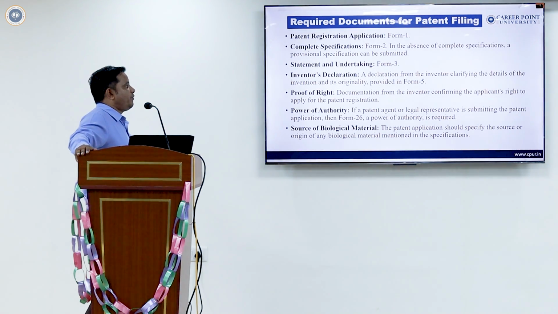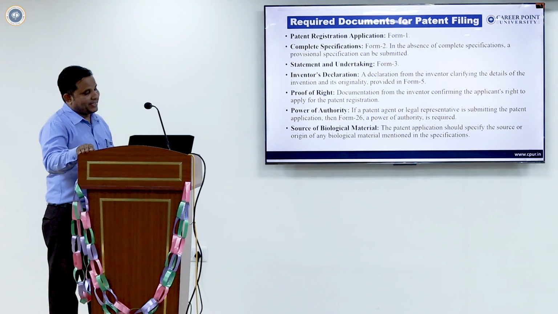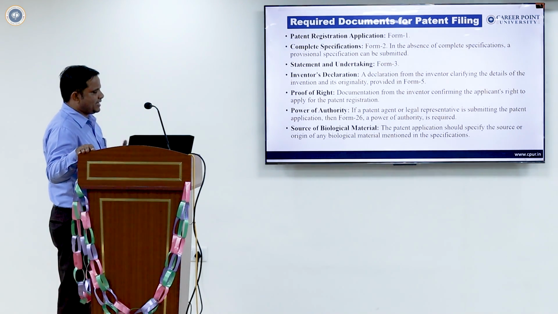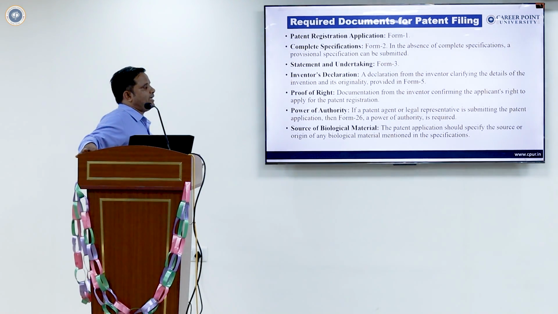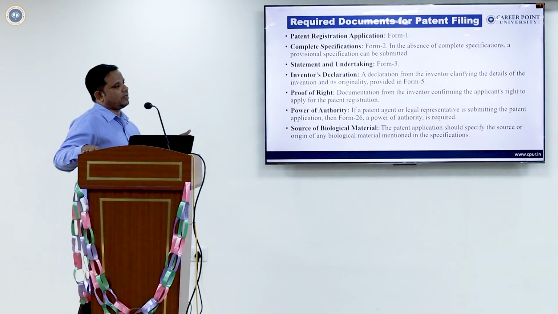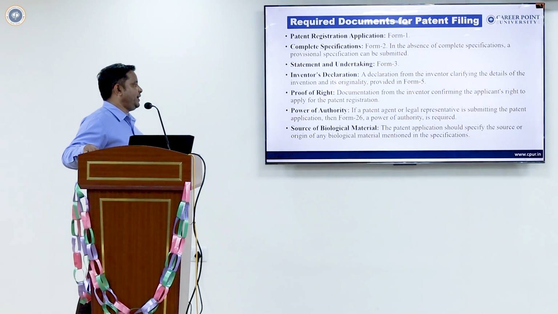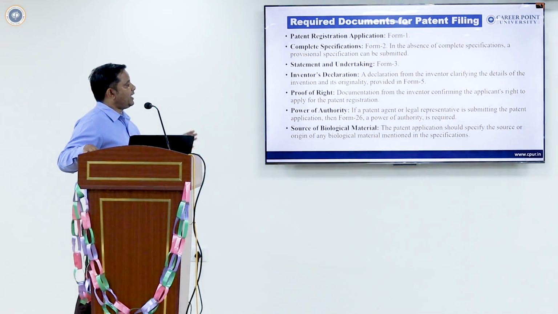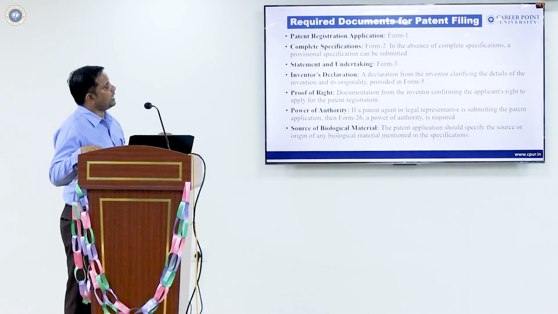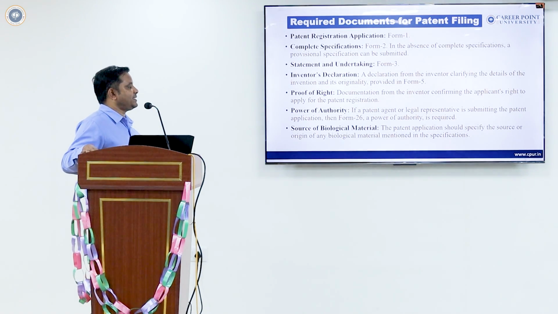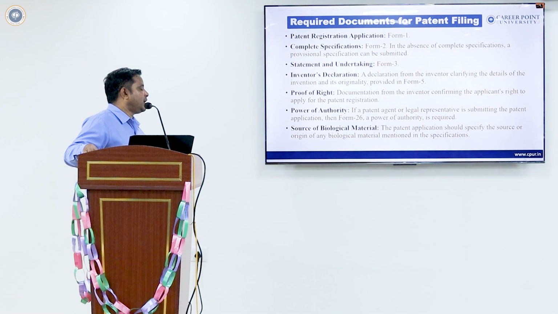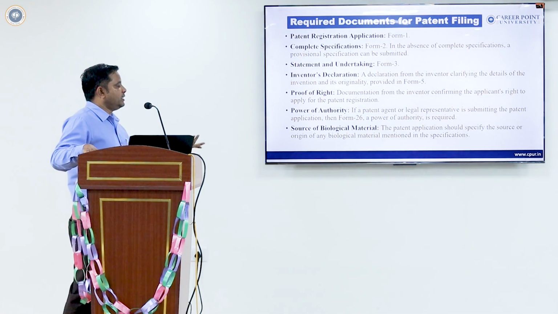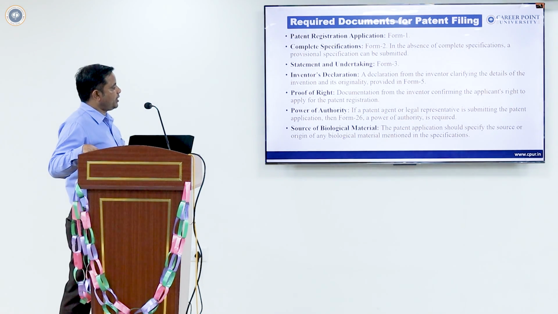Next one is proof of right. We can easily attach the signature of each and every person, whether he is the applicant or part of the inventors. We should always attach the signature for confirming the applicant rights as well as the inventor rights. Now the next one is power of authority. Then we can go with Form number 26.